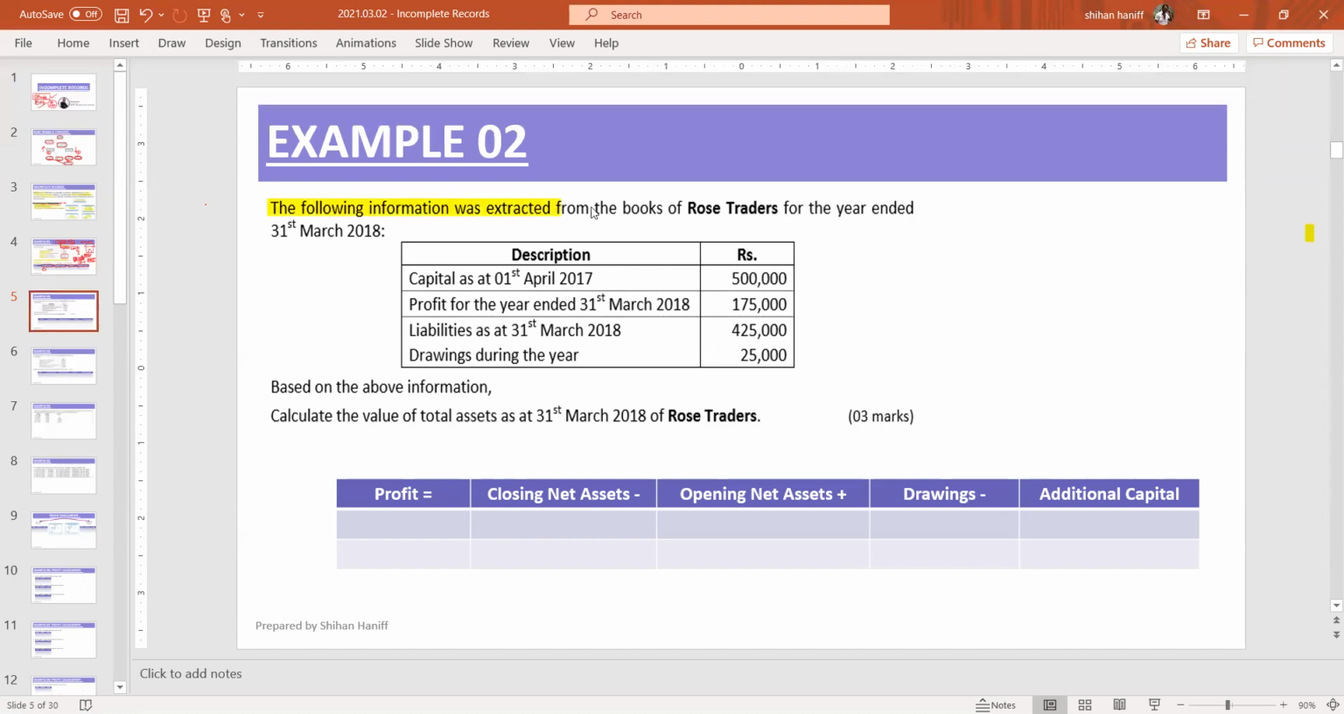The following information was extracted from the books of Rose Traders for the year ended 31st March 2018. Capital as at 1st of April, 500,000. Profit is given, 175,000. Liabilities, 425. Drawings, 25. Based on the above information, calculate the value of total assets as at 31st March. So they are asking the year end total assets. That is the answer.